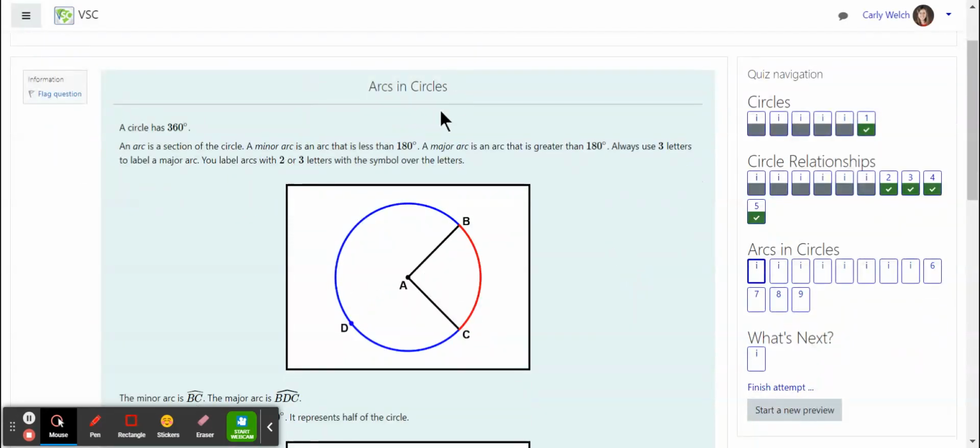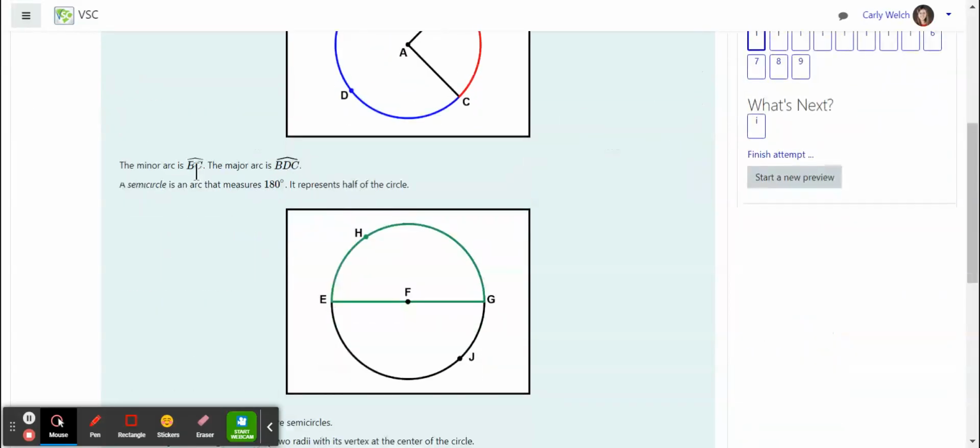Then we have arcs within circles. An arc is a section of the circle. A minor arc is an arc that is less than 180 degrees. That would be this little red one. And a major arc is an arc that is greater than 180. That's this blue one. Always use 3 letters to name or label a major arc. You label arcs with either 2 or 3 letters with the symbol over the letters. So arc BC would be a minor arc, and then arc BDC is a major arc. A semicircle is an arc that measures 180, so that's exactly half of the circle.